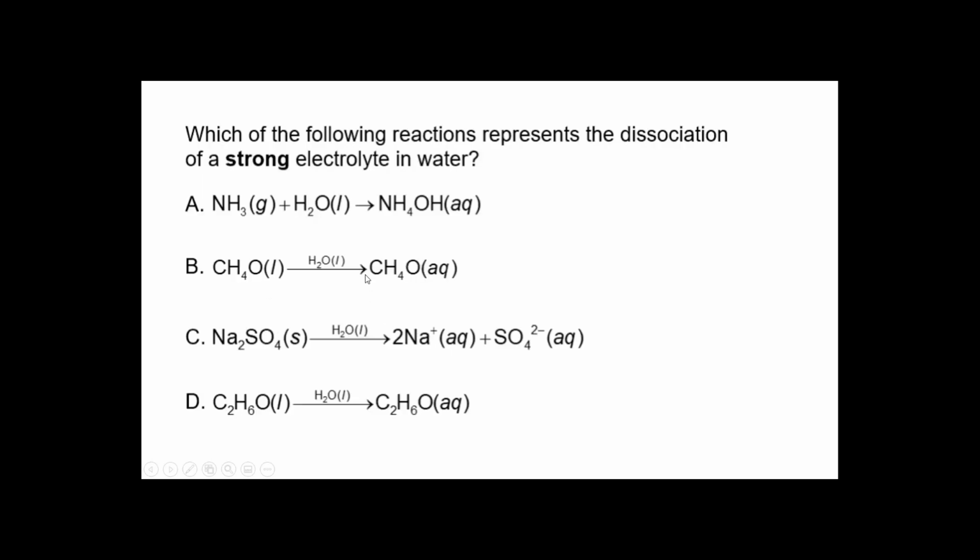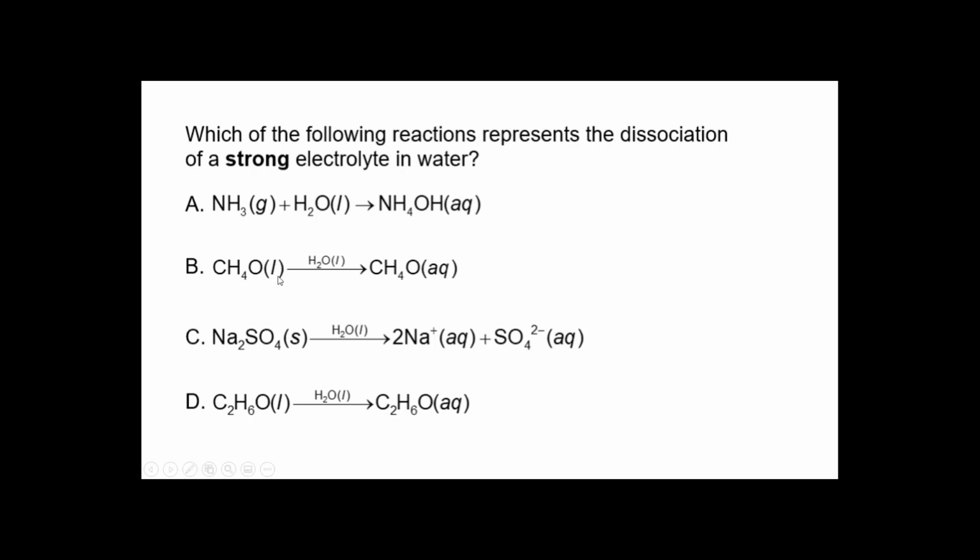Which of the following reactions represents the dissociation of a strong electrolyte in water? I can tell you right now, I can knock a couple of these off very easily, because we want an ionic compound. We do not want molecules. Molecules are not strong electrolytes, so we can kick 3 of them off right away. This is a gas. We want an ionic compound. Ionic compounds are solids at room temperature. This one's out. This is a molecule.